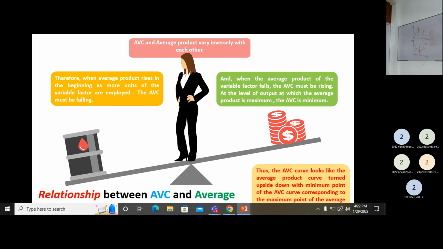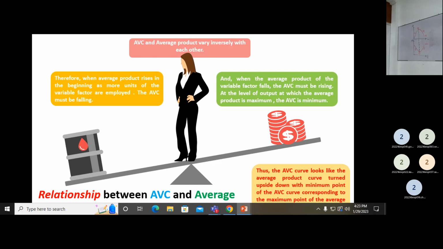So we could see, therefore, when the average product increases in the beginning, as more units of the variable factor are employed, the average variable cost must be falling. Very good. When you are increasing your average product, average variable cost is decreasing. On the other hand, when the average product of the variable factor falls, the average variable cost must be increasing. At the level of output at which the average product is maximum, the average variable cost is minimum.